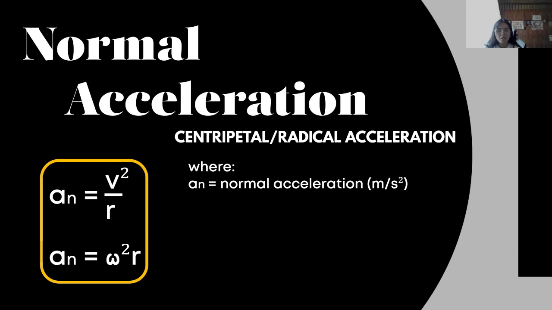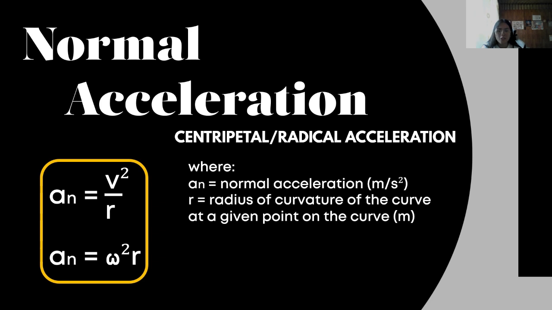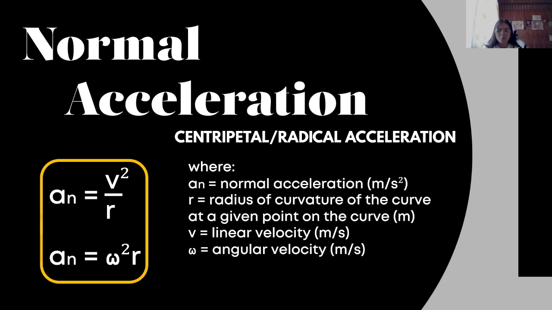Where a sub n is the normal acceleration, in meter per second squared also. And r is the radius of curvature of the curve at a given point on the curve. Dapat meter yan. Okay, so v is the linear velocity in meter per second, and omega is the angular velocity in radians per second. Okay?